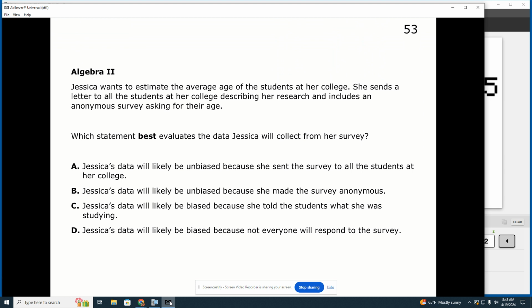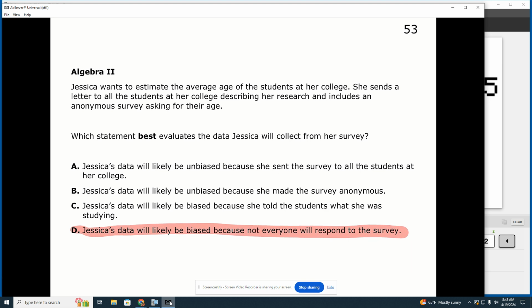D, Jessica's data will likely be biased because not everyone will respond to the survey. Now, to me, D makes the most sense, and here's why. When it comes to bias versus unbiased, there are certain things that will cause something to be biased. Self-selected surveys are that. When I have the opportunity to choose whether or not I respond to something, you're likely only going to get certain people who respond.